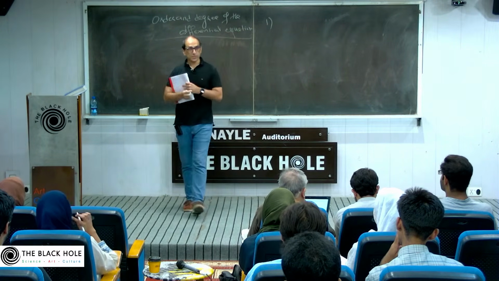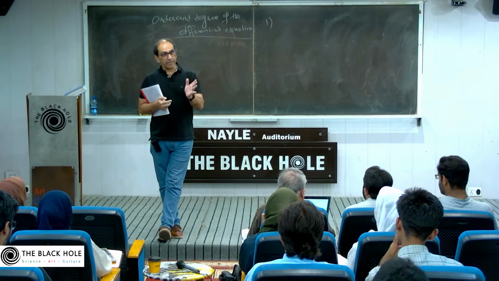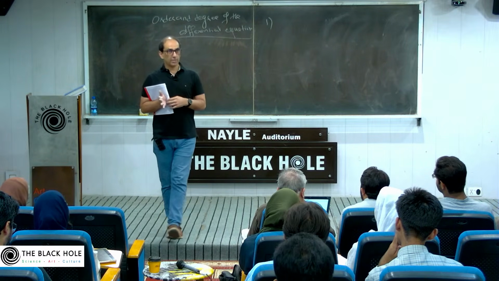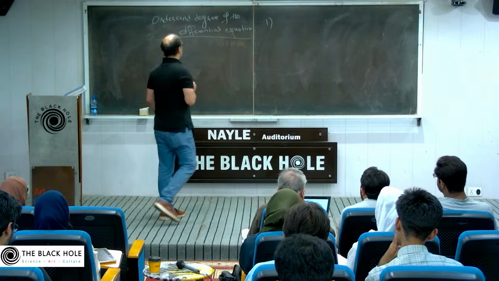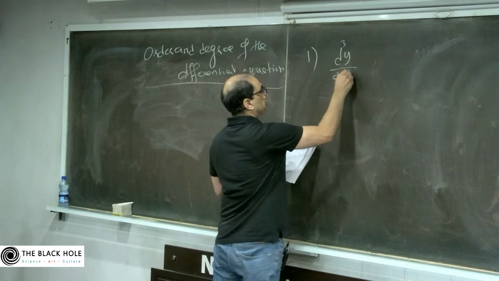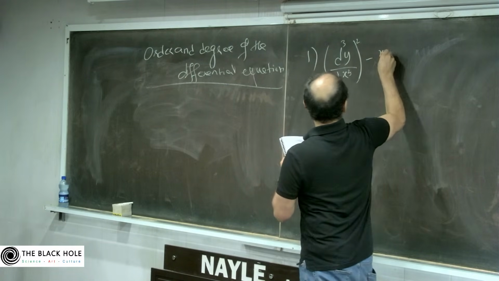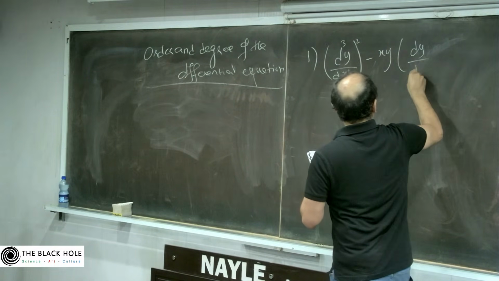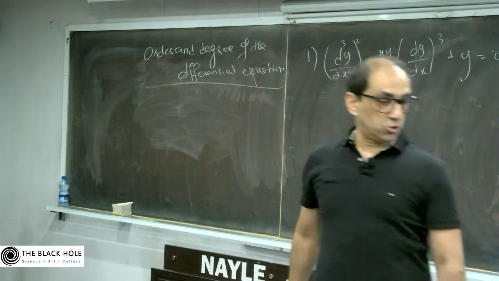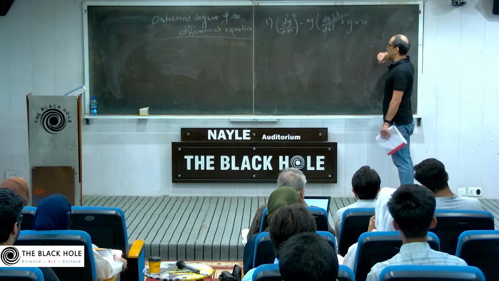So first things first, order is like dy by dx. That is the order, first order. d2y over dx square, that's the second order. And when I say degree, first let me write down something and tell you what it is. So how do we do that? First, let me explain, and then I'll give you a couple of problems.